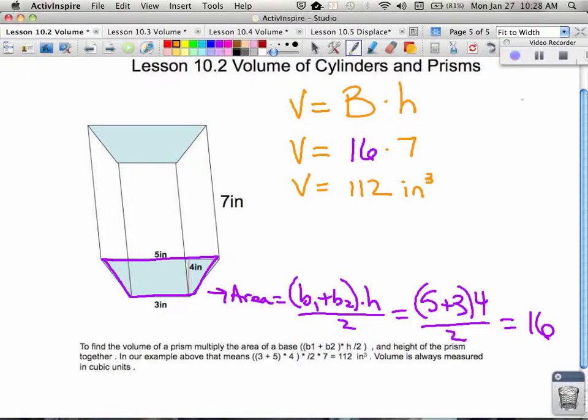The big idea here, again, is that we are talking about the area of a base, which we know to be the trapezoid. And so you find the area of that base, which we found to be 16, and then multiply by the height of the prism. So in this whole lesson today, 10.2, the big idea is that when you find the volumes of cylinders or prisms, it's always the area of the base times the height of the prism. And the base will either be a polygon or a circle.